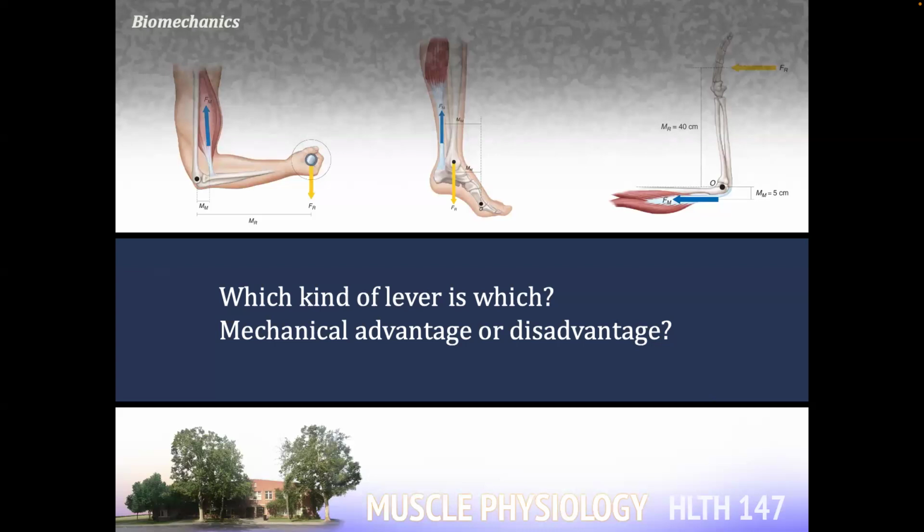And so the moment arm of the load or the resistance, moment arm of resistance is what MR stands for. That's really long. So that's a third class lever. The biceps have a huge mechanical disadvantage.